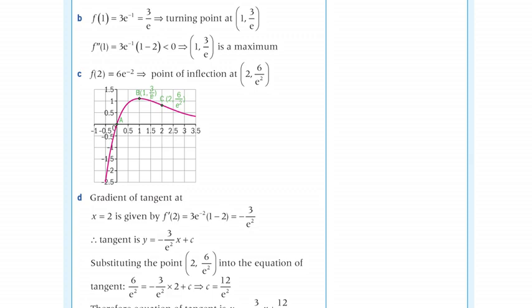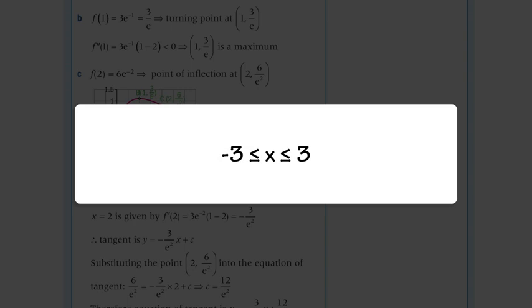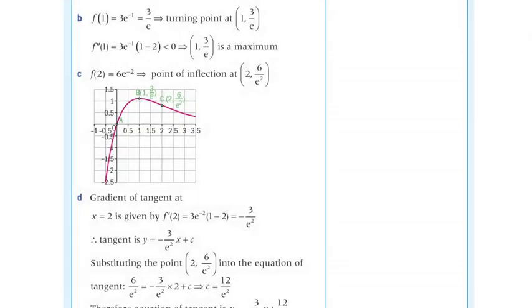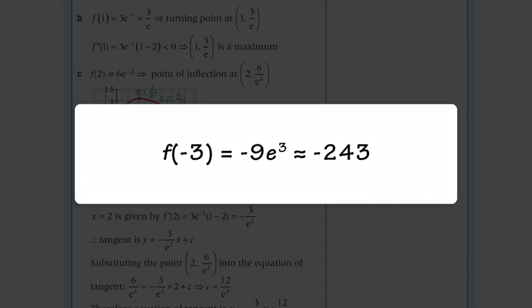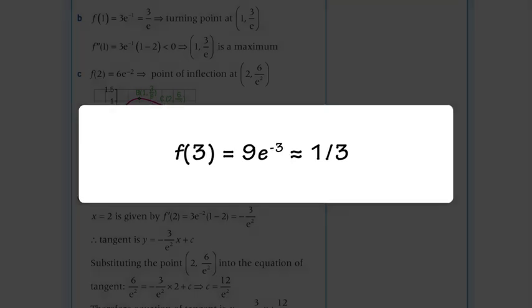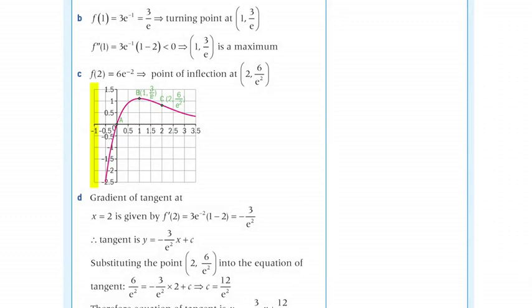The domain of the function is given as negative 3 less than or equal to x less than or equal to 3. To sketch a graph, you only need approximate values at the domain boundaries, so you can approximate e to 3 for an estimate. F of negative 3 equals negative 9e cubed is approximately equal to negative 243. F of 3 equals 9e to the negative 3 is approximately equal to 1/3. Now that we have all the information, we can sketch the graph.